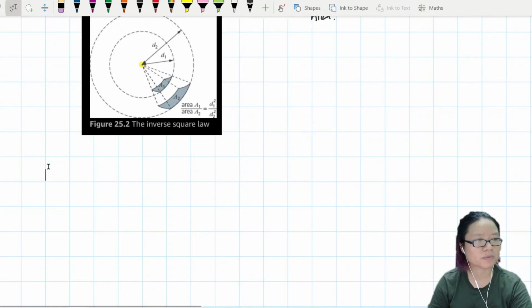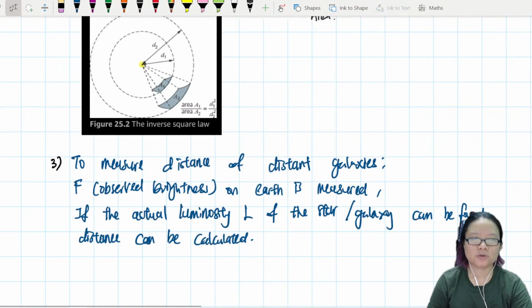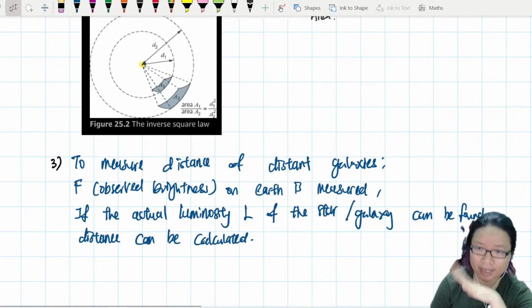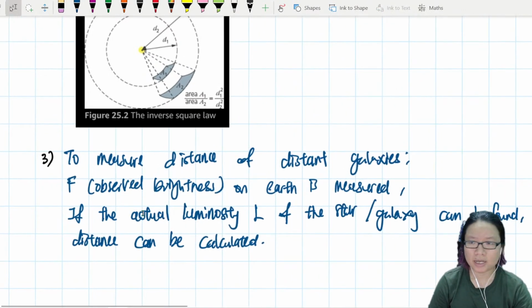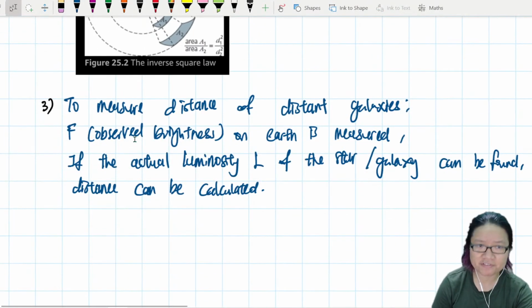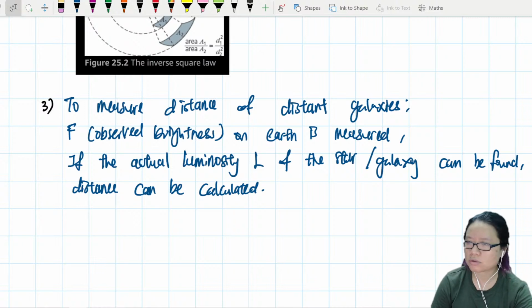All right. So number 3. To measure distances to distant galaxies, if we can measure F and we can reliably know what L is, I can calculate the distance. All right. So we're going to look at an example from a textbook. Give me a sec to crop that example.